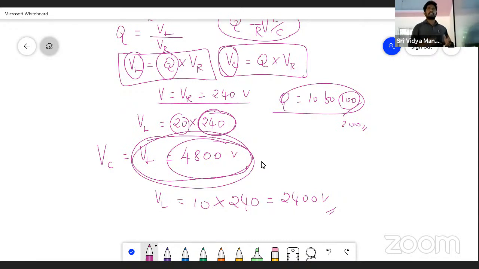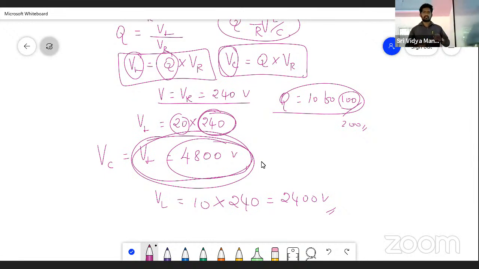First one is the RLC circuit in series, the conditions, the phasor diagram, voltage phasor diagram and impedance diagram, and the Z value, that is equal to square root of R square plus XL minus XC whole square. And the conditions: case 1, case 2, case 3, XL greater than XC, XC greater than XL, and XL equal to XC, which is very important. That is the resonance condition, and the overall circuit should act as a purely resistive circuit.